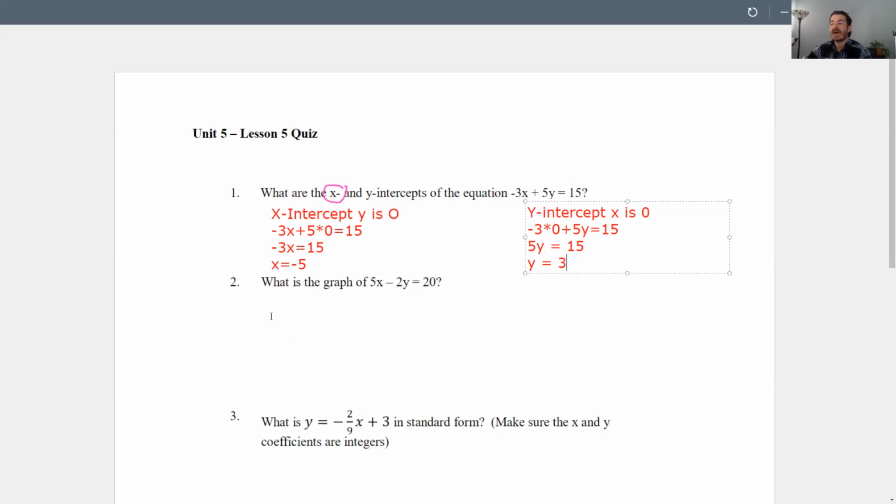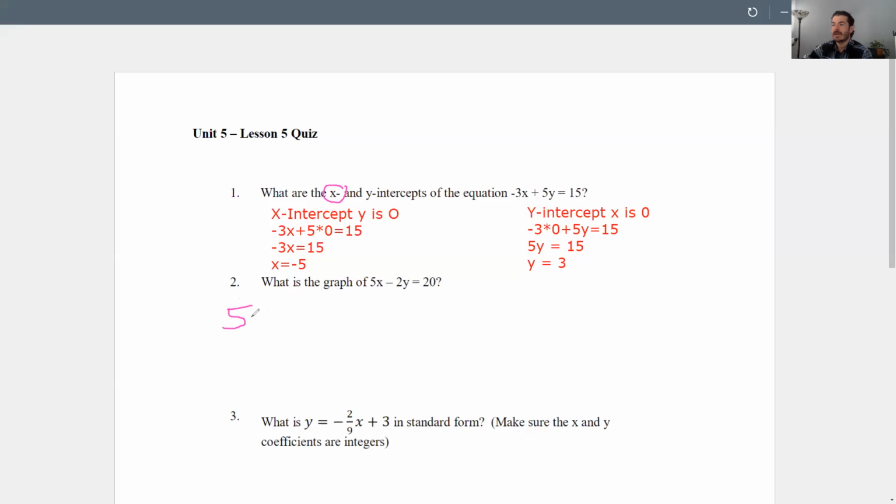What is the graph of 5x minus 2y equals 20? Again, we can do this a couple of different ways. Let's do it the algebraic way, okay? You could absolutely go to Desmos, type this in, and be done. I'm okay with that. You can even copy and paste. That's what Desmos is for. You might as well take advantage of it. But let's do it the way it's intended, okay?